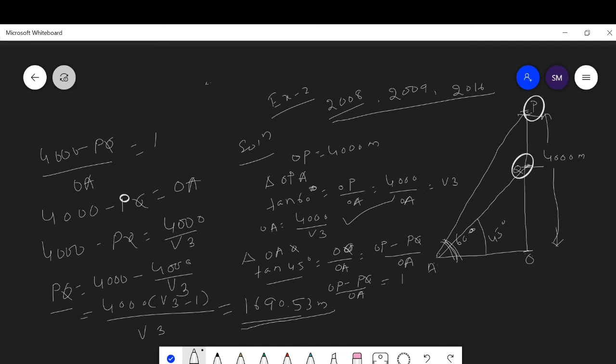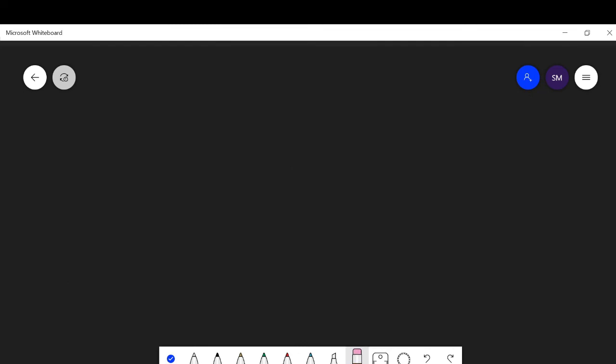Which means one flight is flying at 4000 altitude and the other flight is flying at the level Q. The difference between these two heights P and Q is 1690.53 meter. This is the question which was asked. Okay, then another question. Please students, do your exercises regularly.